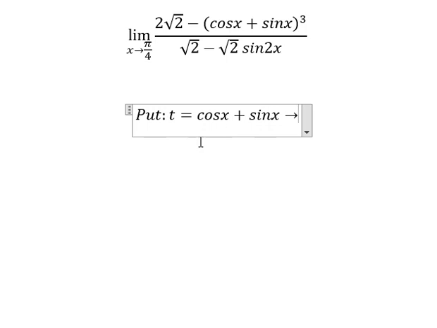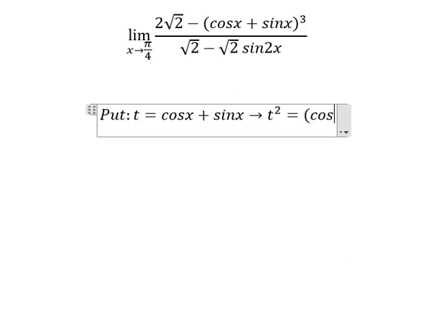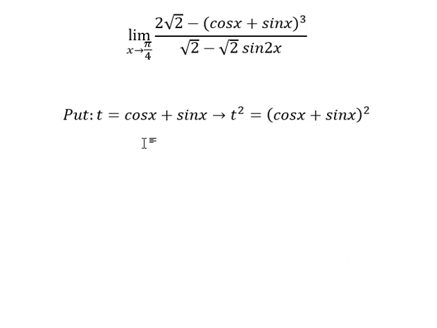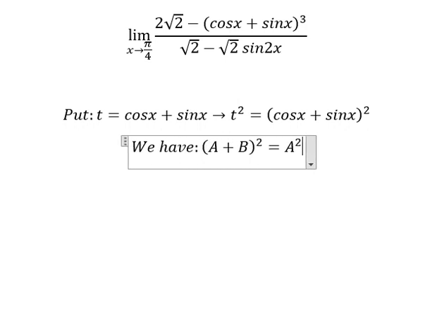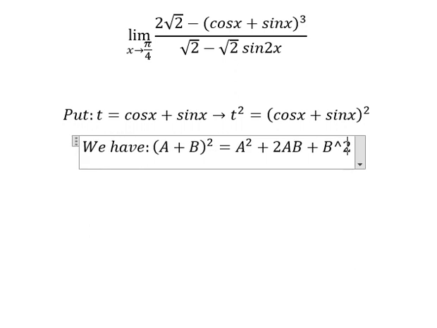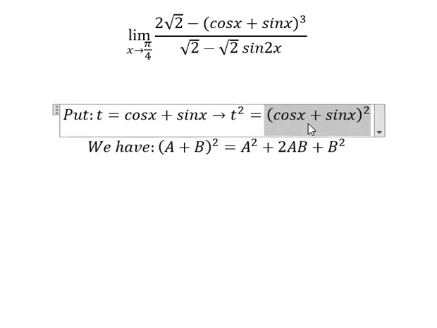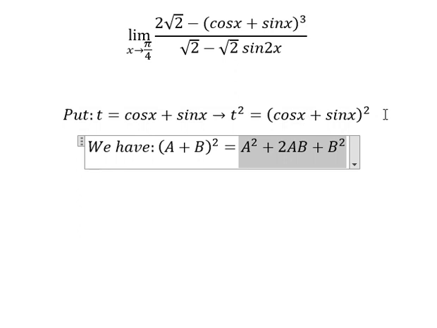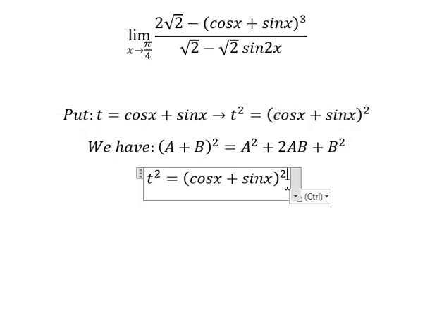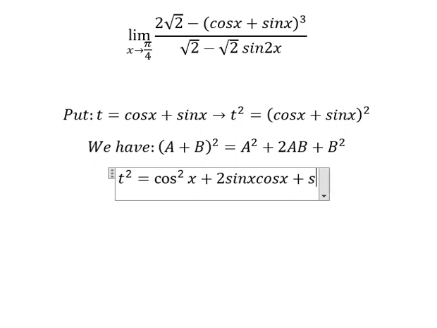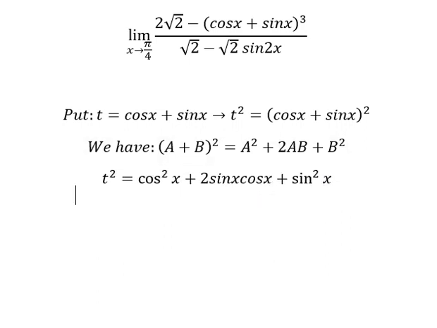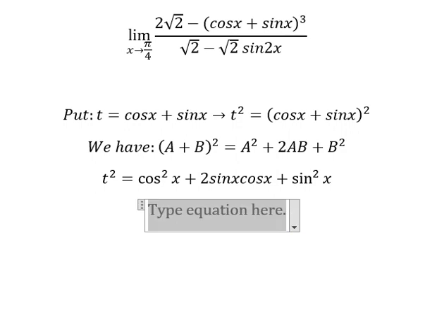Later, we need to put the power number 2 on both sides. And now we have the formula in here, that is a square plus 2ab plus b square. So we need to expand this one into this one. So we have the formula in here.